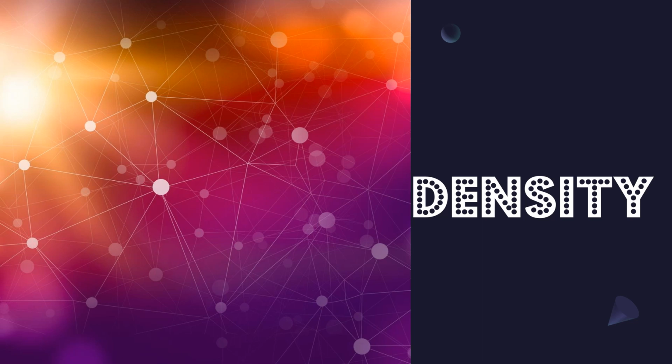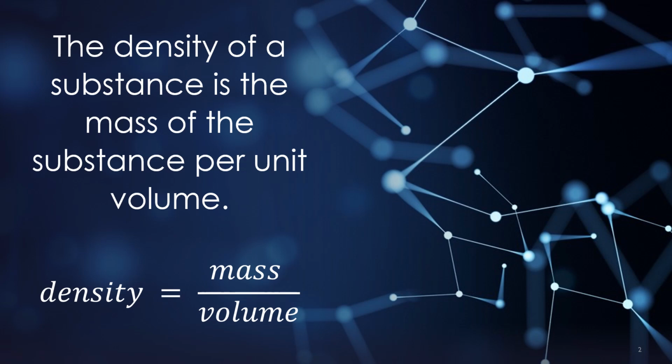Now we'll take a look at density. Density of a substance is the mass of the substance per unit volume. So density equals mass over volume. This should be a formula that you are familiar with from physical science.